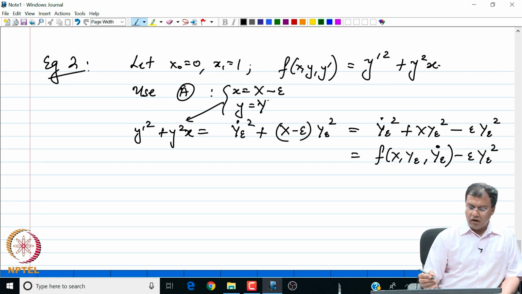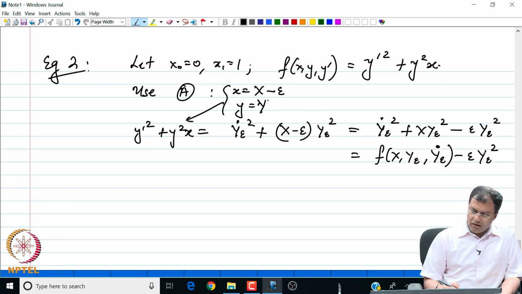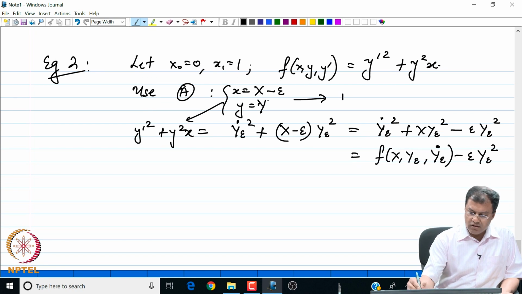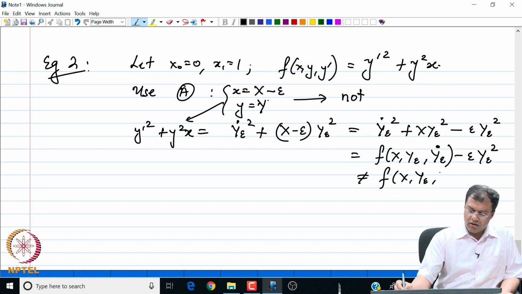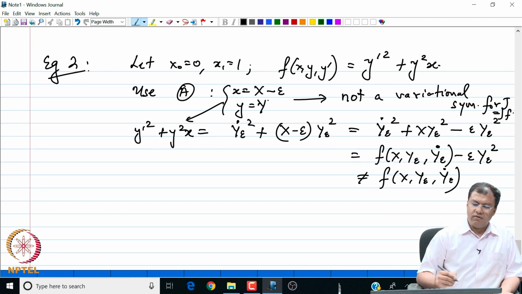Okay. So what is the conclusion of this example? The conclusion is that A is not the variational symmetry because the integrand is not variationally invariant for A. So of course this is not equal to f of x, y epsilon, y epsilon dot. So this is not a variational symmetry for J, which is the integral of f.